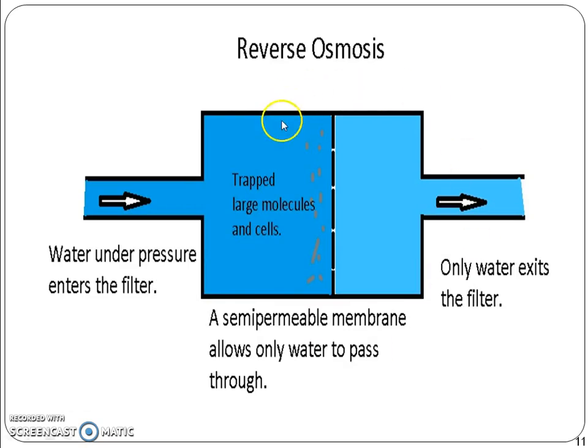This is the horizontal figure of the reverse osmosis concept. Water coming from the left side under pressure passes through the membrane and we get the pure water on the right hand side, and different groups of impurities are retained by the membrane.